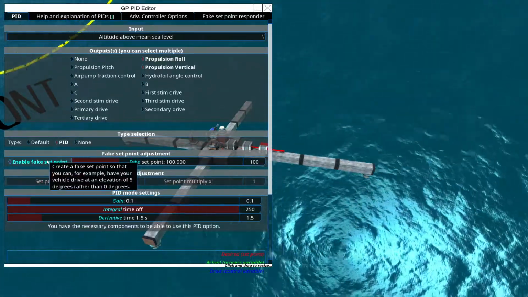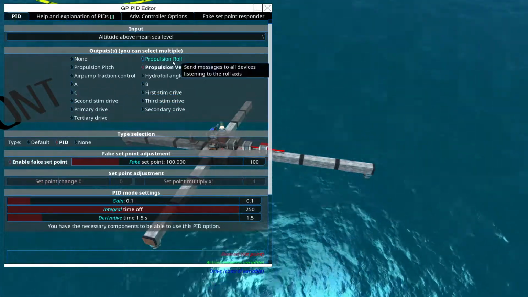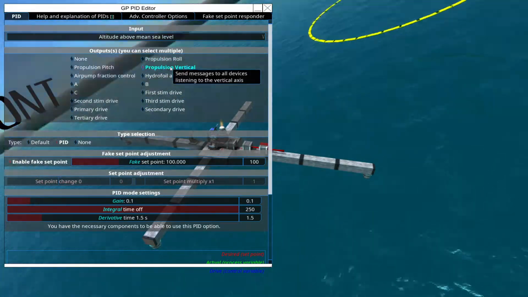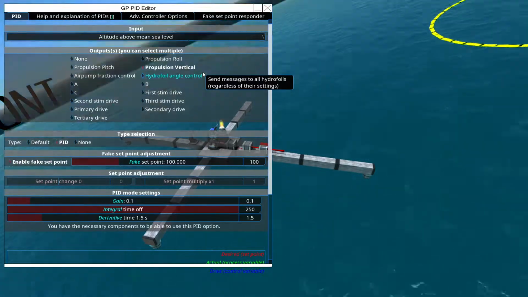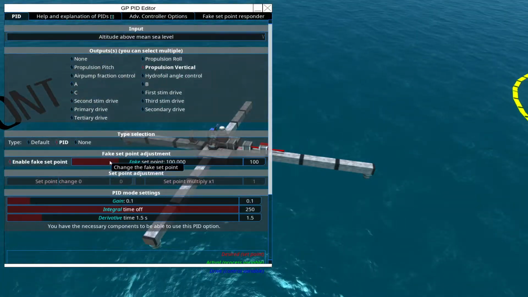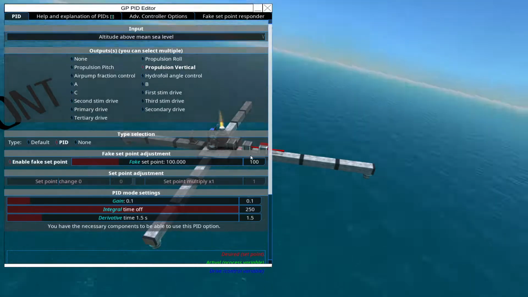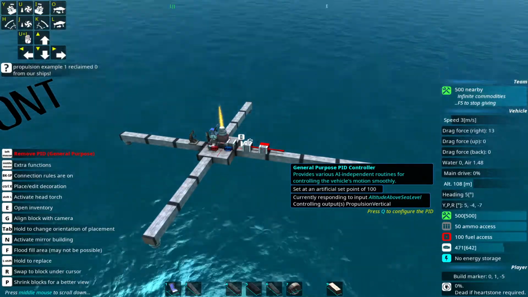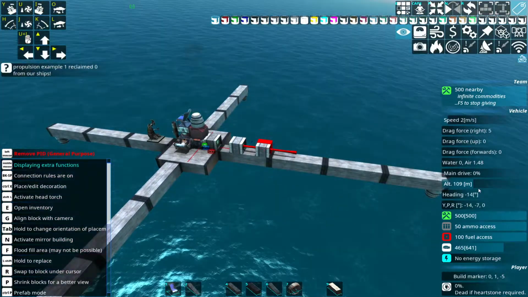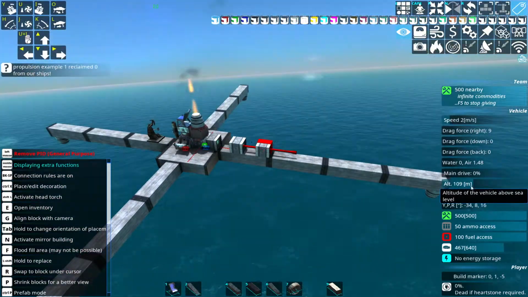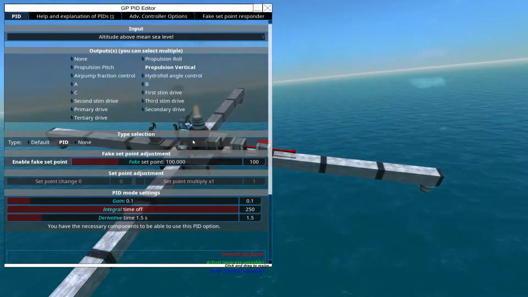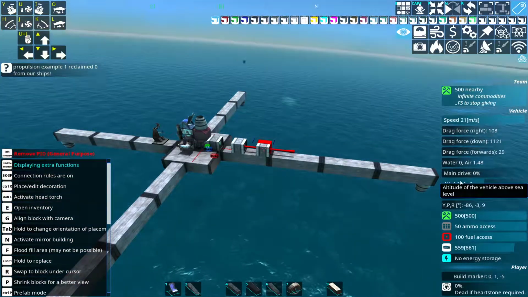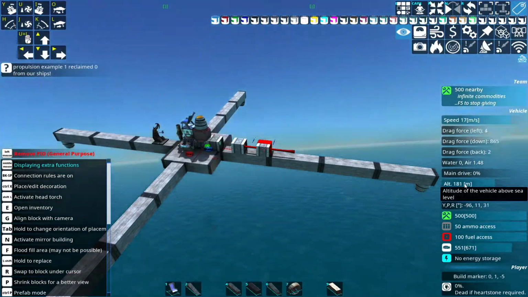For example, here in the PID which controls, this was basically wrong, sorry. This PID tries to control the altitude, and it has a fake set point of 100, which means this PID wants to achieve an altitude of 100 meters. Right now we are at an altitude of 109 meters. No, it's 108. So it's doing a pretty good job. If I change this to 200, we will now increase our altitude and go to about 200 meters.